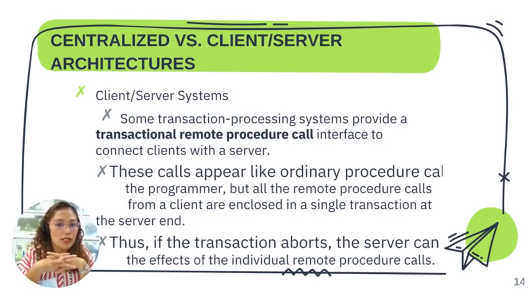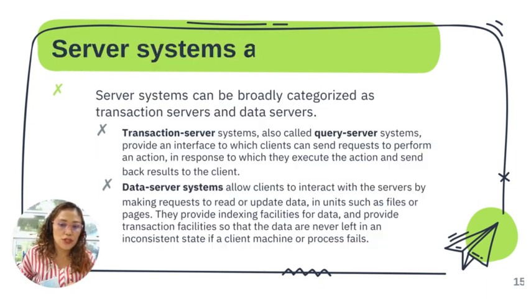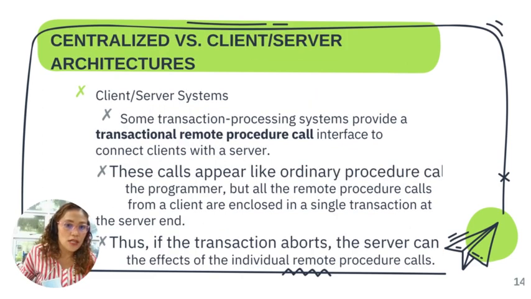So some transaction processing systems provide a transactional remote procedure call interface to connect clients with a server. These calls appear like ordinary procedure calls to the programmer, but all the remote procedure calls from a client are enclosed in a single transaction at the server end. Thus, if the transaction aborts, the server can undo the effects of the individual remote procedure calls. So that's how client server architecture is.